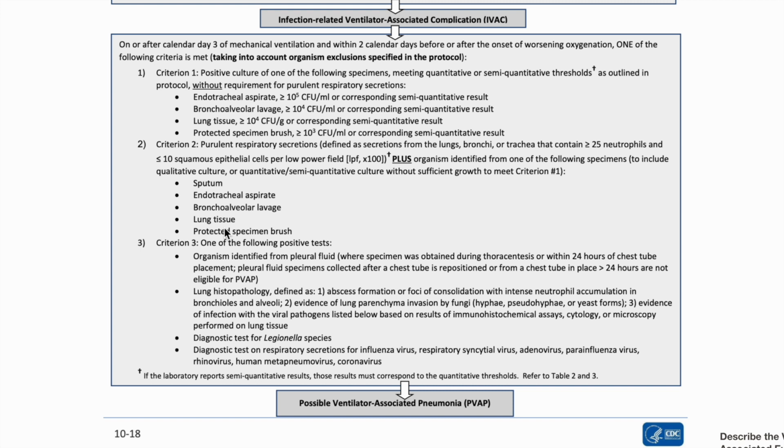Criteria 3, one of the following positive tests: organism identified from pleural fluid, lung histopathology, diagnostic test for Legionella, or diagnostic test on respiratory secretions for influenza, respiratory syncytial, adeno, parainfluenza, rhino, human metapneumo or coronavirus, then these patients may be labeled as possible ventilator-associated pneumonia.